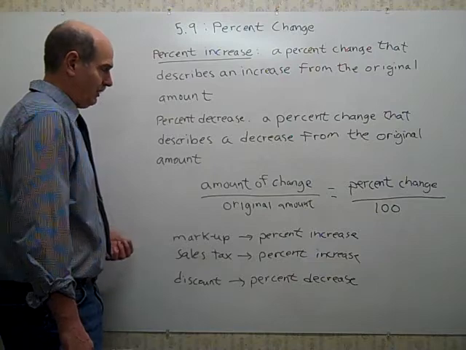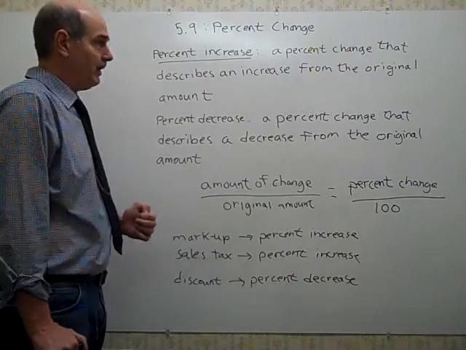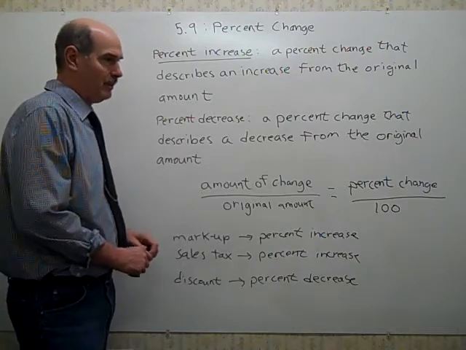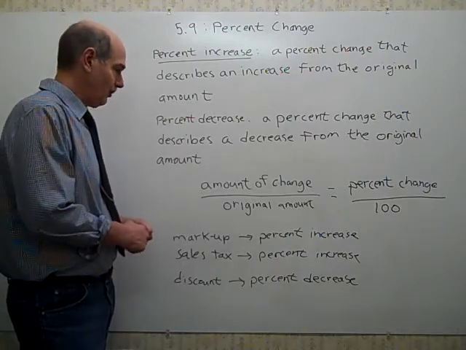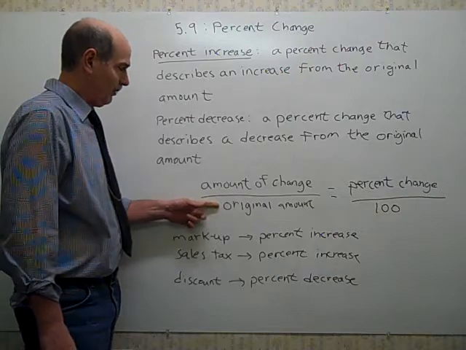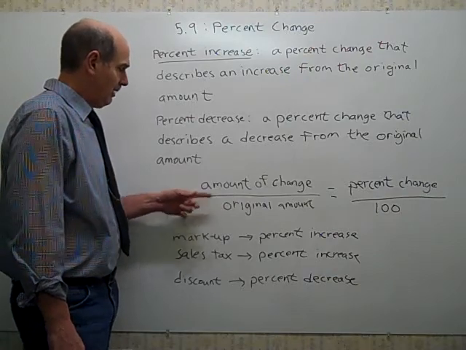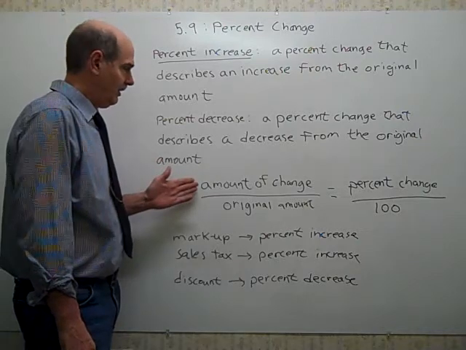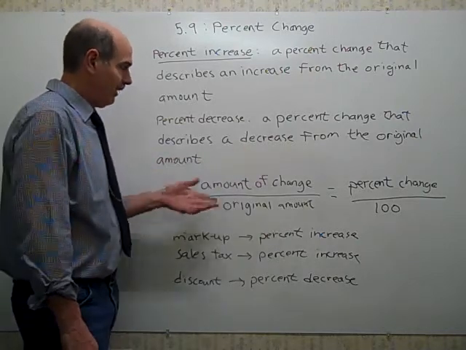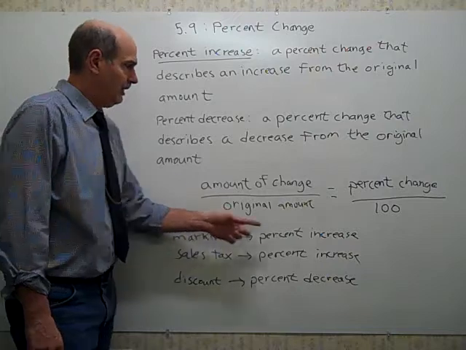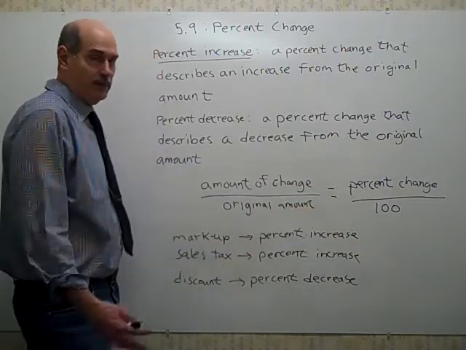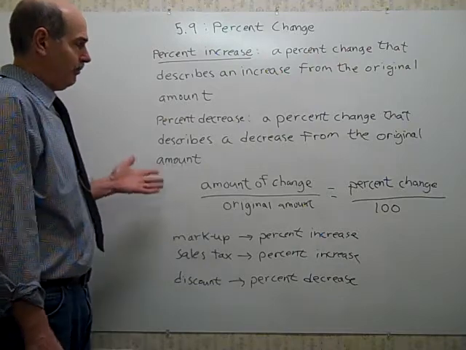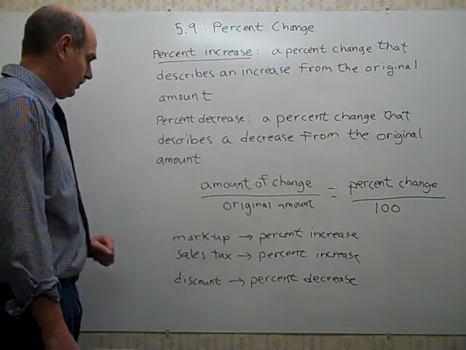I'm going to do a problem in a second where we'll imagine that you were originally 60 inches tall, and then a year later you were 66 inches tall. So your original amount was 60, and the amount of change would have been 66 minus 60, or 6 inches. So we'd have a proportion that 6 over 60 equals n over 100, and when we solve for n, we'll figure out what the percent change was. And it would be an increase because it went from 60 to 66, so it got larger.